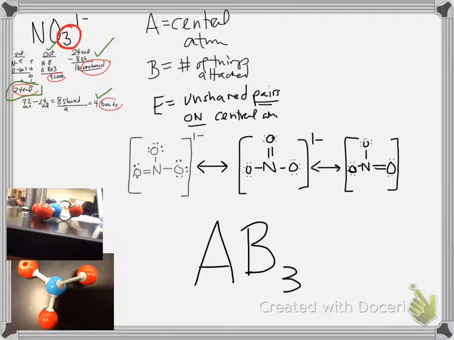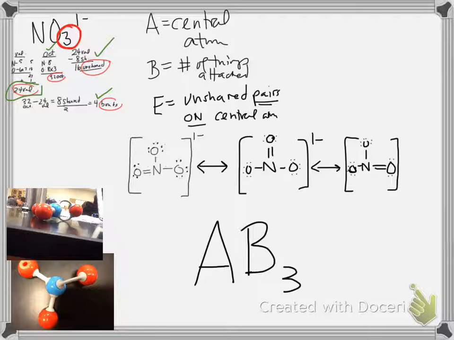Are there unshared pairs in this compound? Yeah, heck yeah, but not on the central atom. And the ones on those outer atoms, remember we said they don't really change the shape. We don't care much about them. I mean, we care about them in terms of the fact that we have to show them, but they don't change the shape. And the ABE code is all about shape. Okay? So this is just an AB3. And you're done.